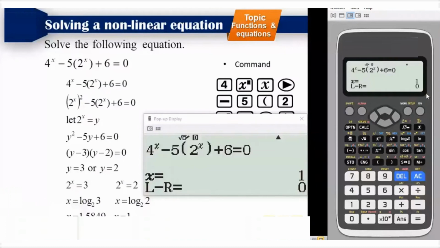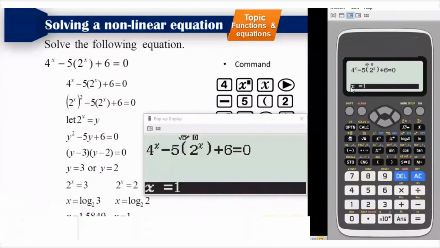Since it is a question that involves power, there is also a possibility that I might have two answers. In order to check whether I have any other answer, I will press this right button and go on to the equation again. I will press shift and calculate. It is informing me that the stored value of x is 1. Do I wish to change the stored value of x?